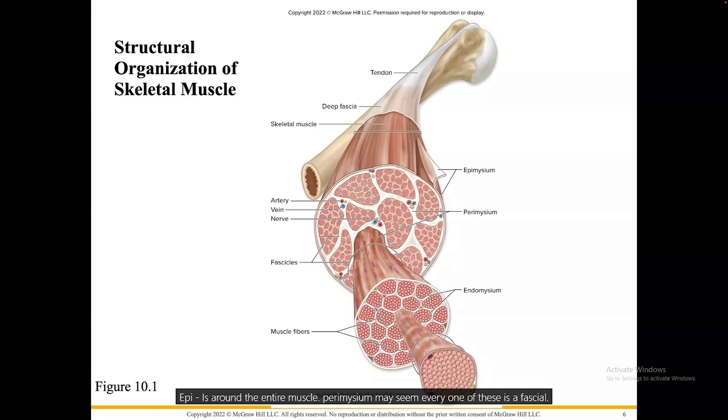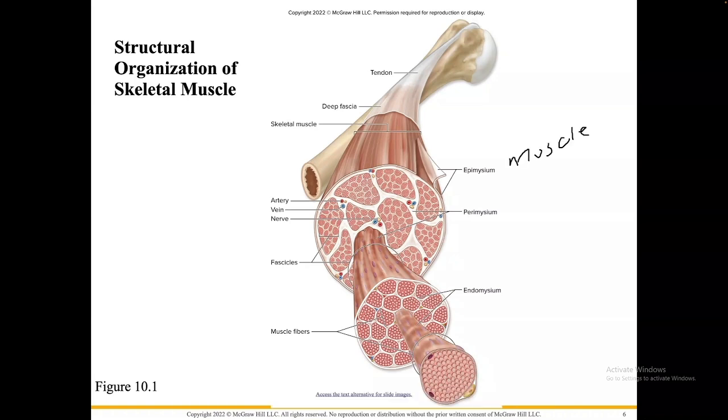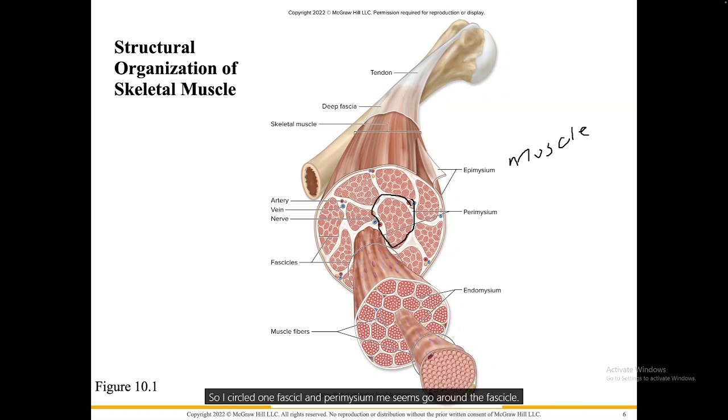Epimysium is around the entire muscle. Perimysium: every one of these is a fascicle. So I circled one fascicle, and perimysiums go around fascicles. I mean, we could do other ones. There's another fascicle, and there's the perimysium I just circled. I'm going to switch colors.